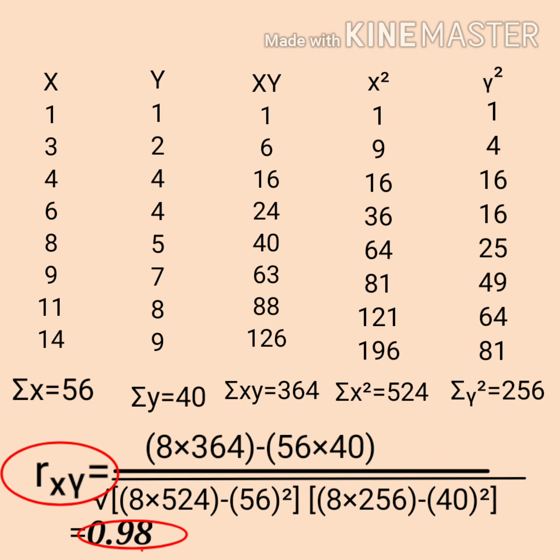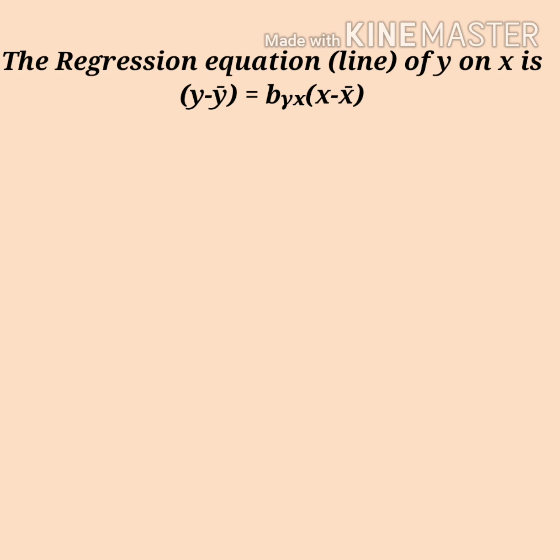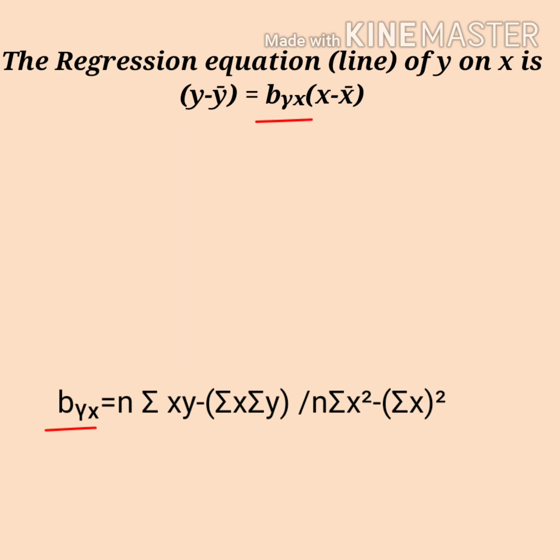Now next I have to calculate the regression equation of y on x or the regression line of y on x. The formula is y minus y bar equal to byx into x minus x bar. Now I have to calculate byx. The formula is n into summation xy minus summation x into summation y divided by n into summation x square minus summation x whole square. This formula is very much similar to the rxy.